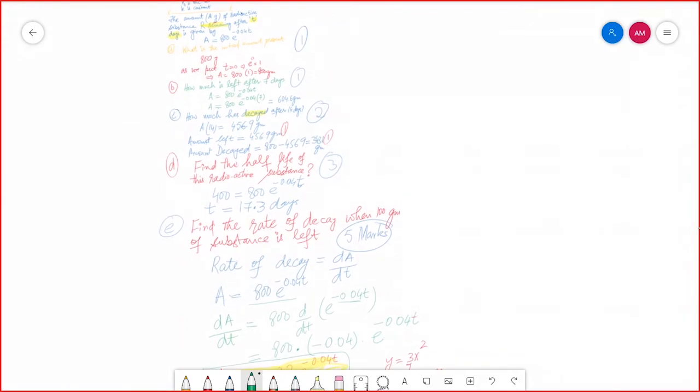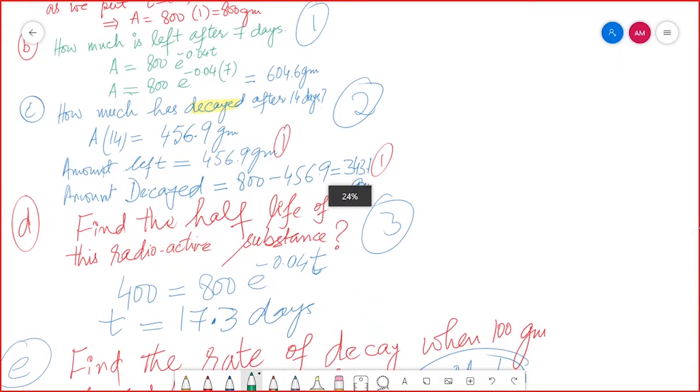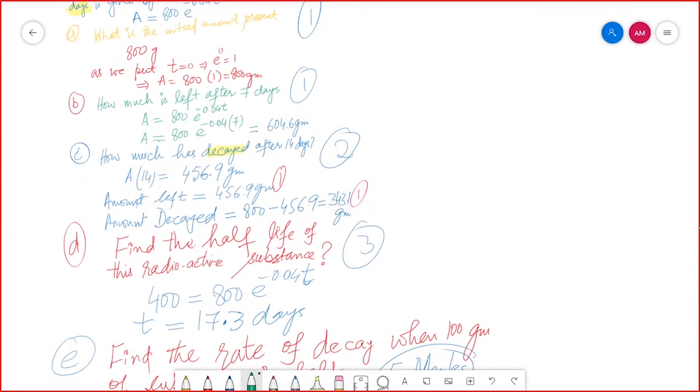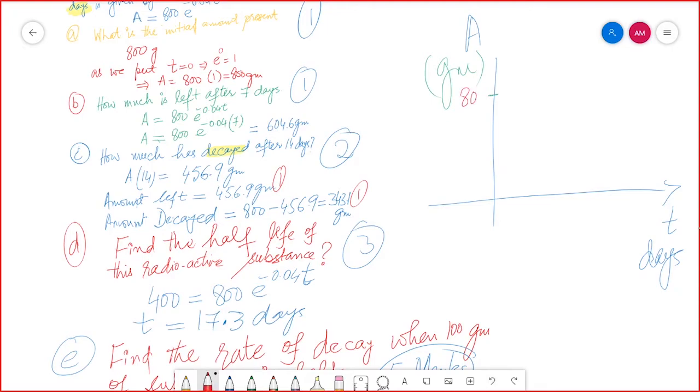So let's try to draw this just for our own understanding. First of all, we did some calculations, so with your help I'm going to draw this. This is A, and this is t. t is in days, and A is in grams. What is the initial value at the start? We take, for example, 800 here. Let me take another color, maybe red. Yeah, this is 800.